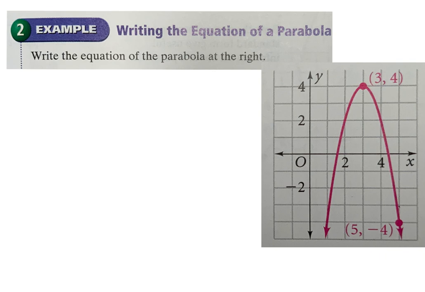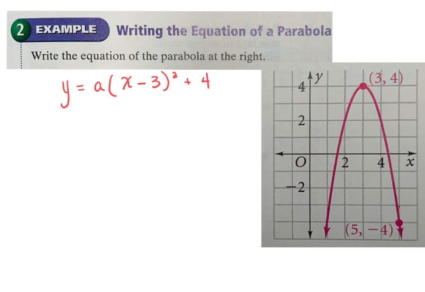Just like we graphed from vertex form, you should be able to be given a graph and give me the vertex form. In this case, over 3 up 4, that point is 3, 4. So that tells me that I have y equals some number, a, times x minus 3, because that's a positive 3, plus 4, okay?